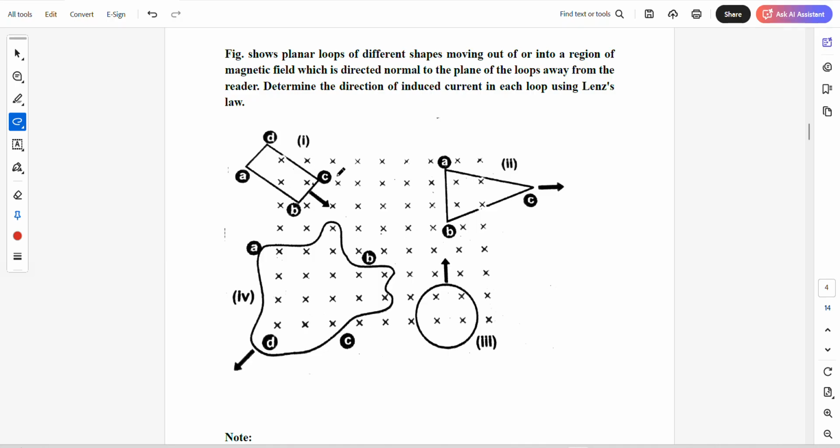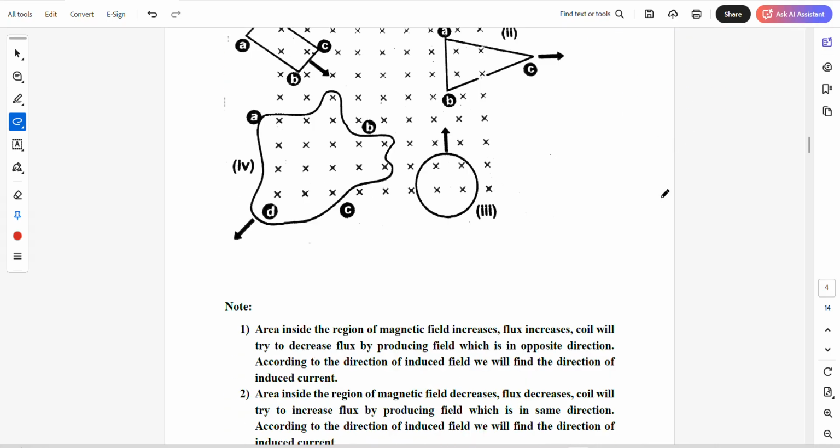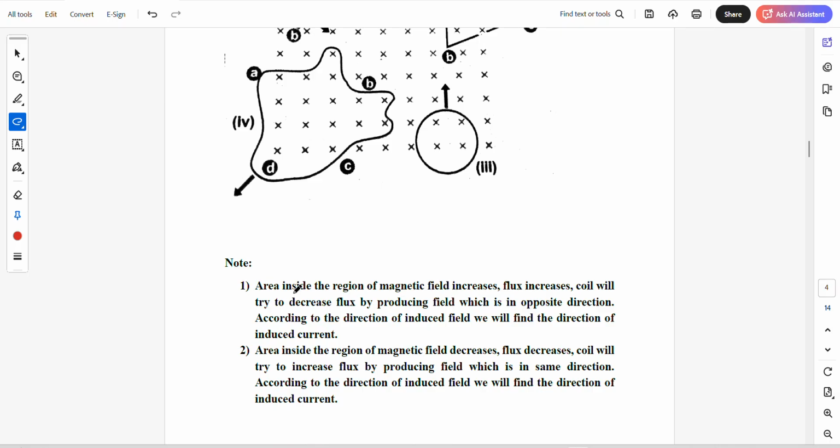What happens if the area increases in the first case? Flux also increases, because we know that phi is equal to B A, so phi is directly proportional to A. See here, I have written one note. Please make a note of it. The area inside the region of magnetic field increases, so flux increases. The coil will try to decrease the flux by producing a field in the opposite direction.